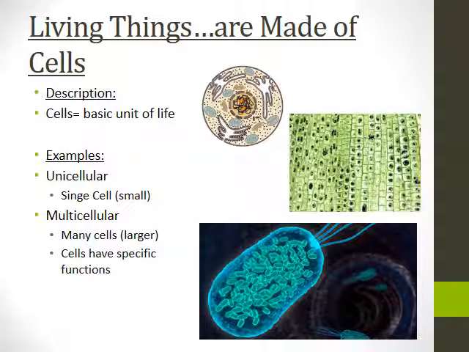So these can be unicellular organisms, such as bacteria, which only contain one cell, as well as multicellular organisms, which are organisms that are normally much larger and have specific functions. So inside of those organisms, their cells are each going to have a specific function unique to it. For example, think about blood cells. Blood cells carry oxygen throughout your body.